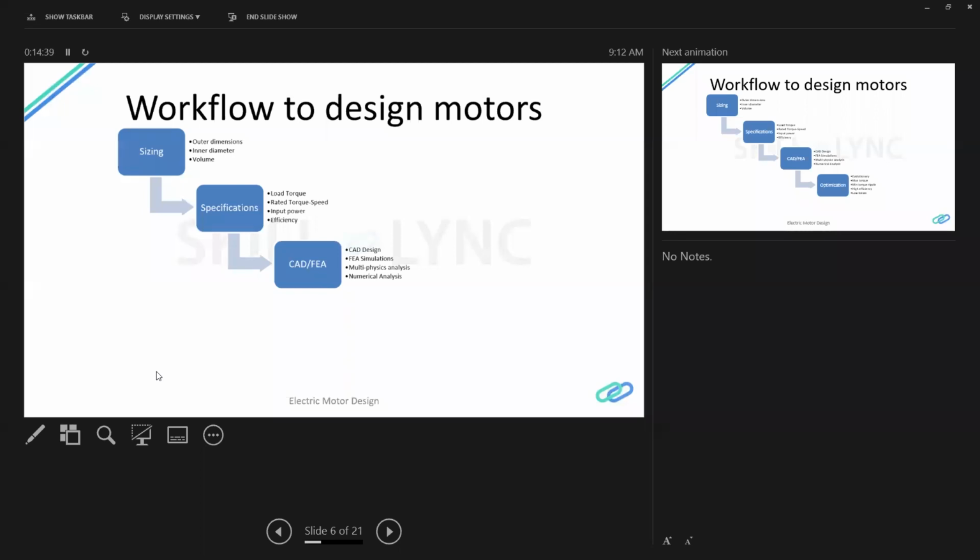While you're doing finite element analysis, you can also do some numerical analysis. Finite element analysis is not absolutely perfect. It's just a simulation of your motor design. Numerical analysis will give you somewhat more practical results, but it takes more computation effort.